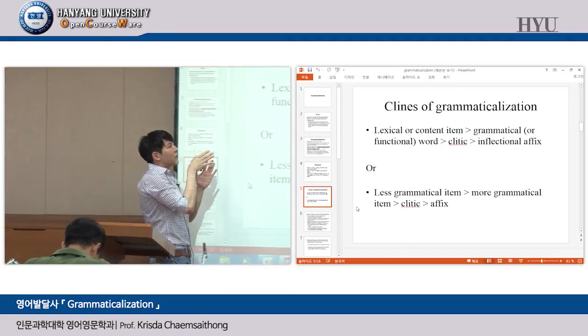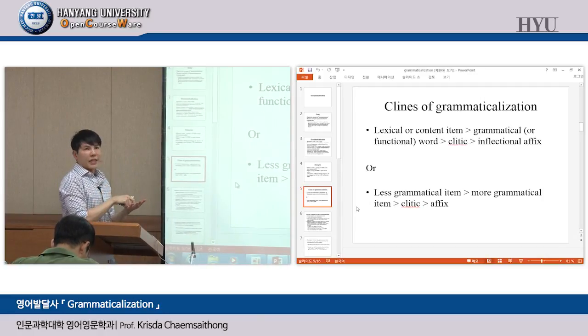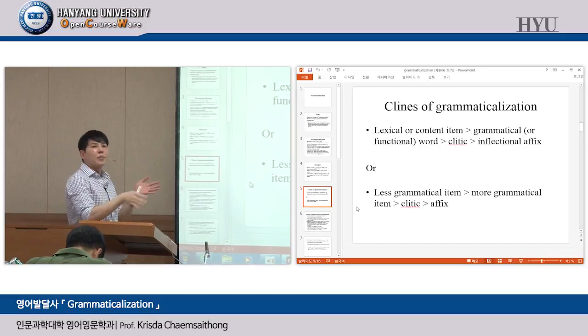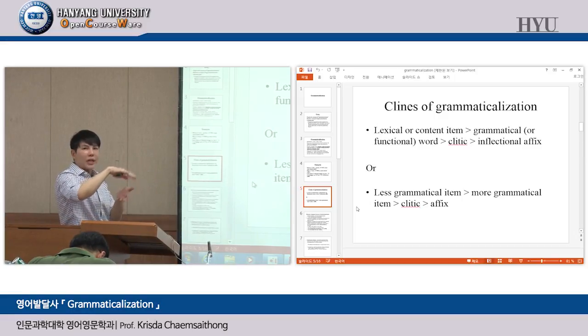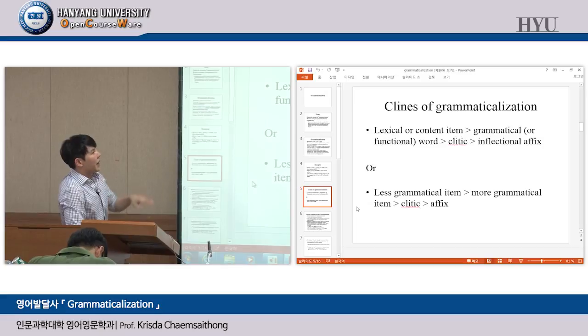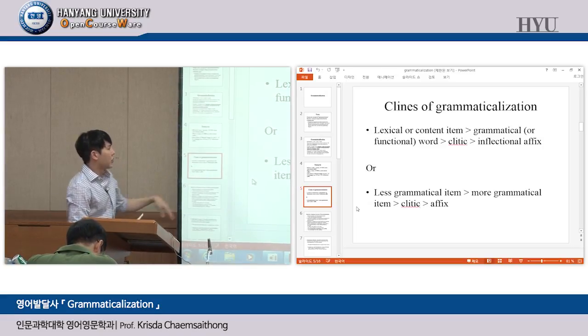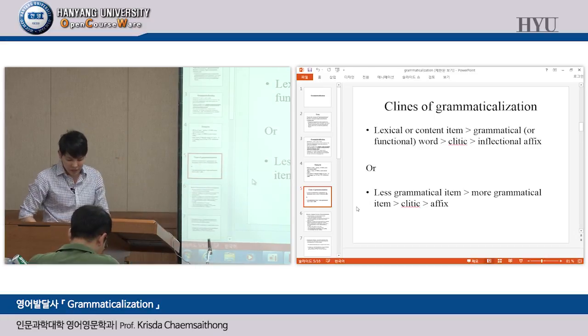And then if it goes further, it will become an affix, suffix or prefix, right? So in this case, when it becomes a suffix or prefix, you cannot even detach it, right? You cannot disassemble it from the stem, right? The word not or the word will, you can put it separately, right? But once it becomes an affix, then you cannot even separate it. So, from less grammatical item to more grammatical item, clitic and affix, and so on.